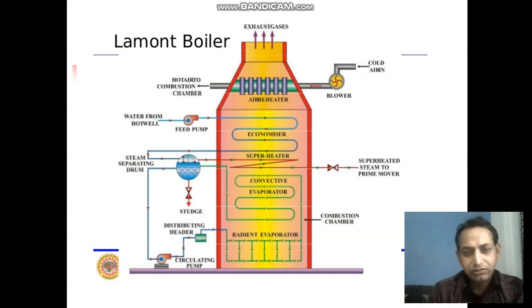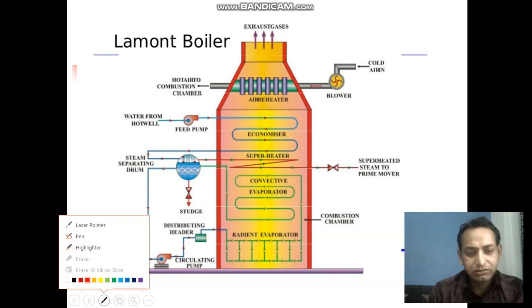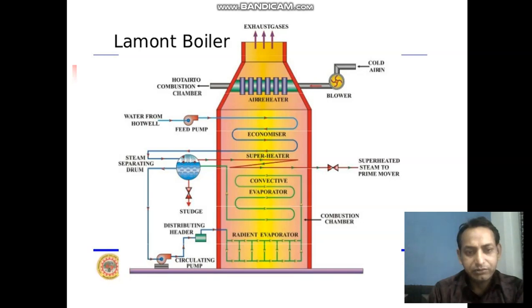Here the basic components are given. These basic components are the feed pump, the economizer, the convective evaporator, the radiant evaporator, the separating drum, and the circulating or centrifugal pump. In addition to that, there is one device which is called the air preheater.